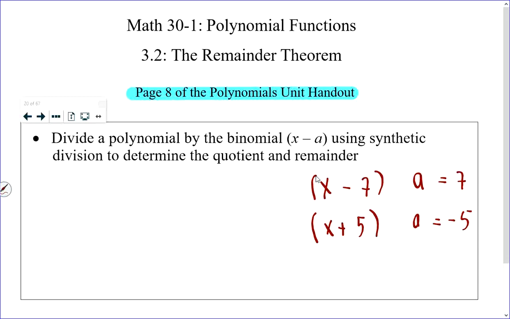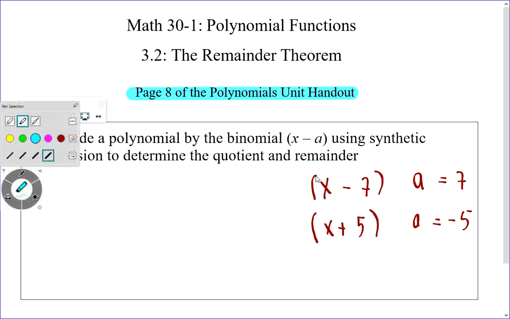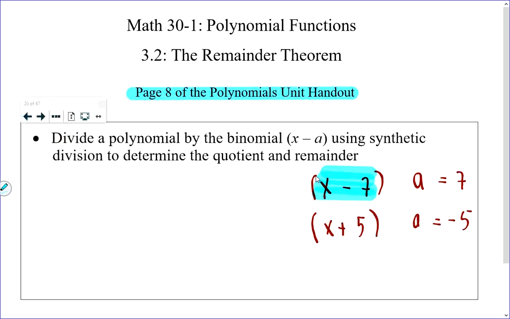And the 0 of this binomial is the value of x that makes it 0. So if I have x minus 7 and I say, what value would you put in for x to get 0 for x minus 7? The answer is 7, yes? So A is 7. A is always the 0 of the binomial.